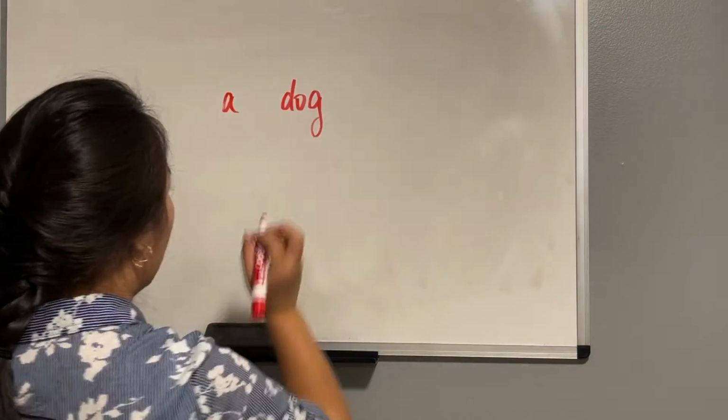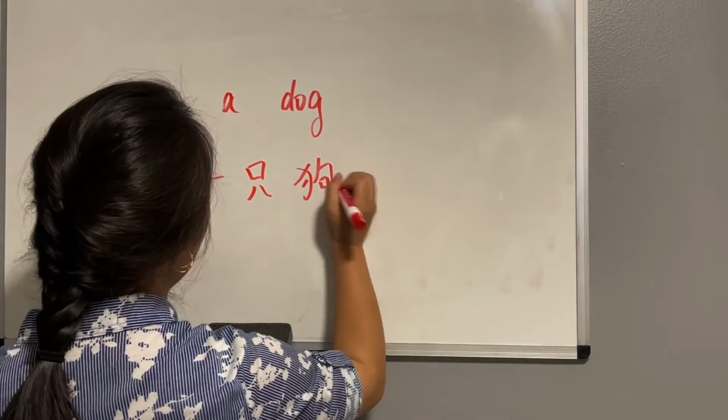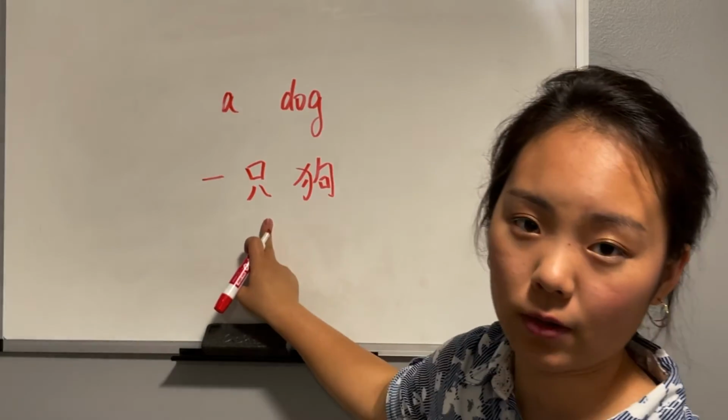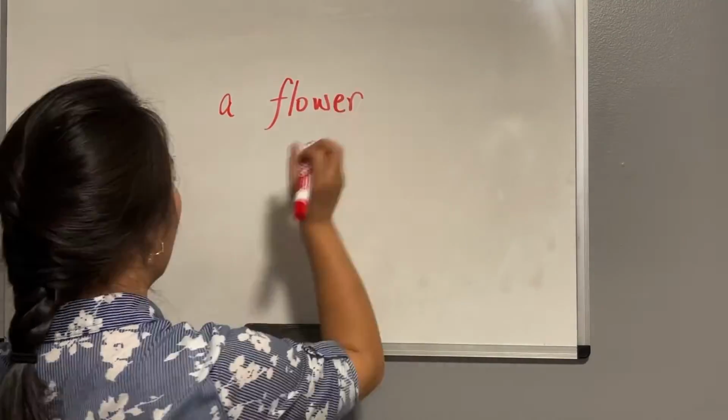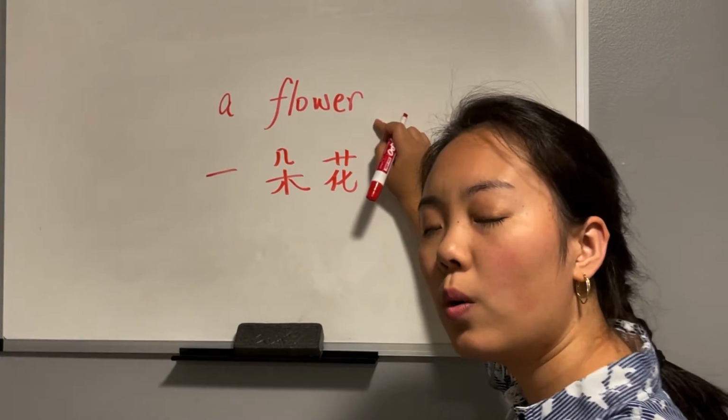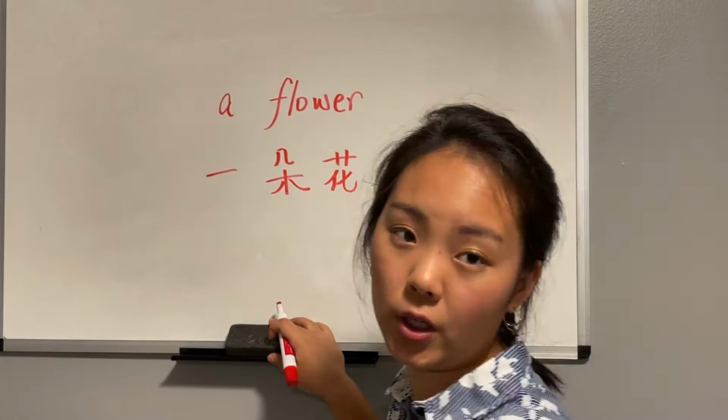A dog. You can say 一只狗. 只 is for animals. 一只狗. 一只猫. A flower. 一朵花.